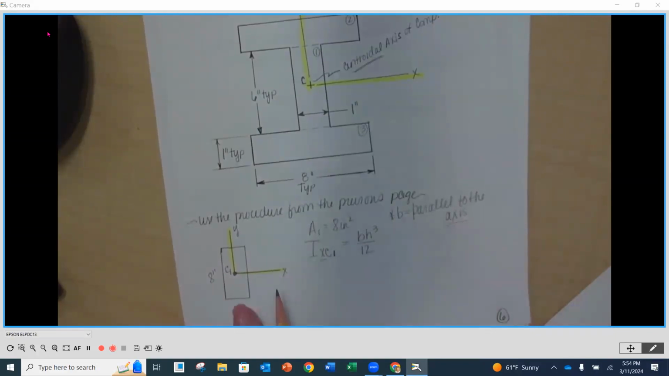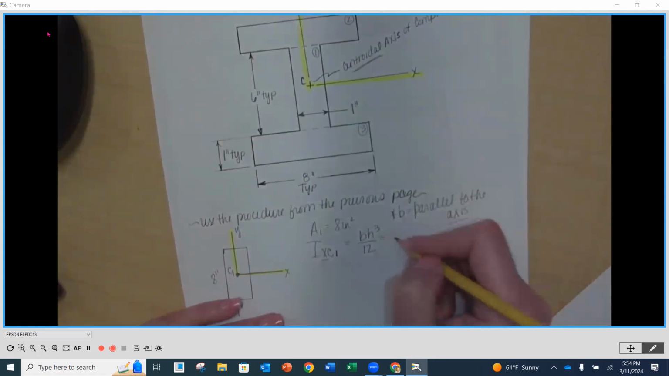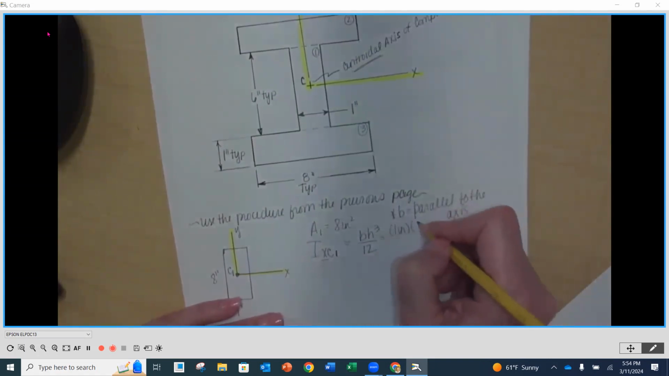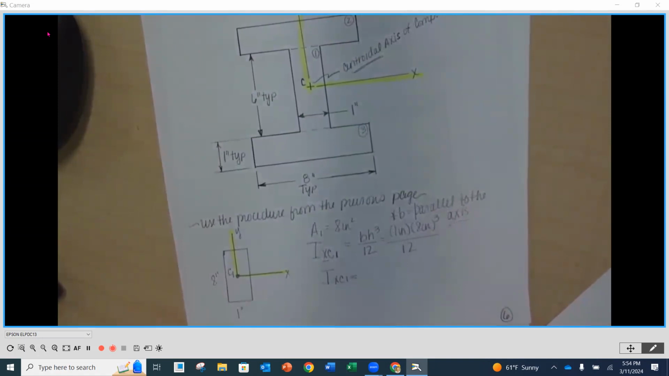That means that my base in this case is going to be 1 and my height is going to be 8. So my base is 1 inch and my height is 8 inches, and I have to cube the height. And then divide by 12. So my IXC1, what do we get for that value?